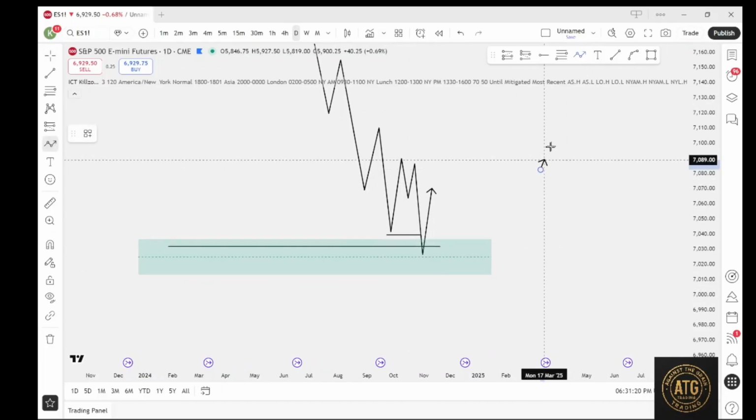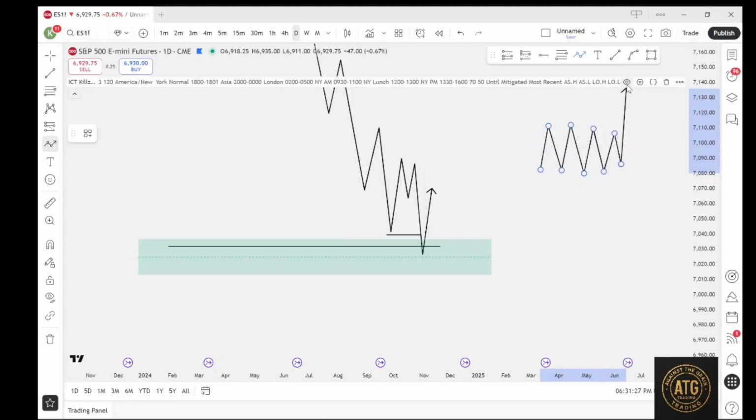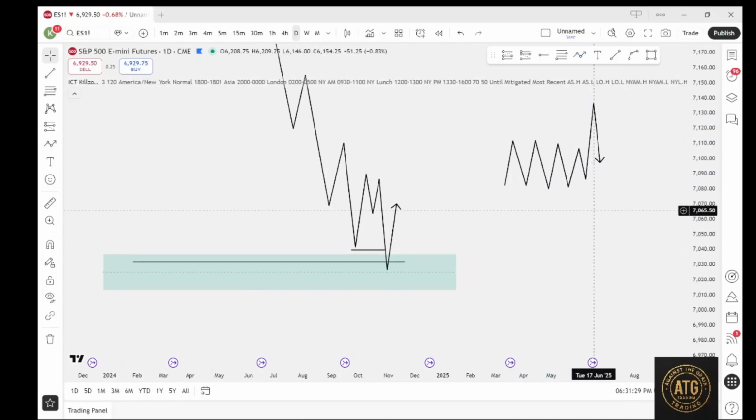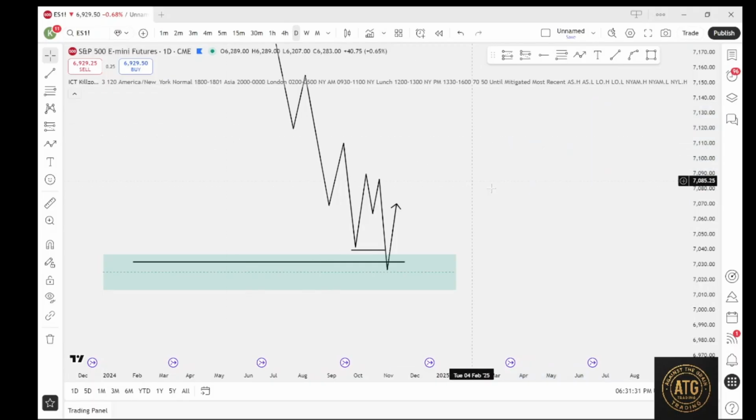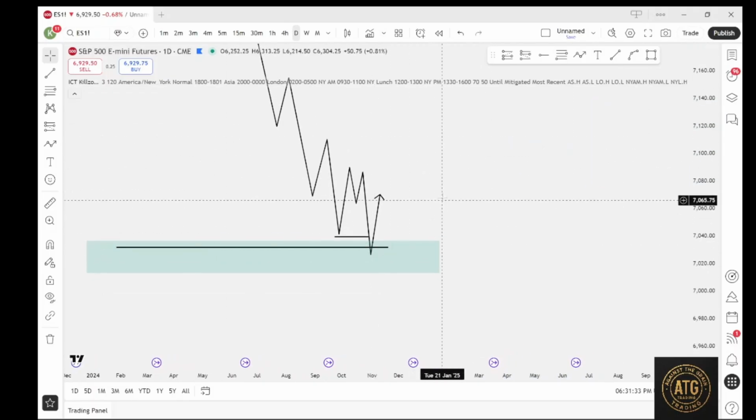Same idea with accumulation. I think you know what it is. We're accumulating, and then we get a swift move out of there. That's our manipulation. It's just a move out of a range or into something significant.